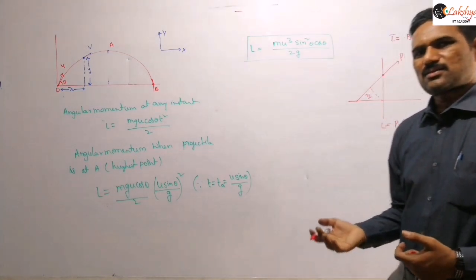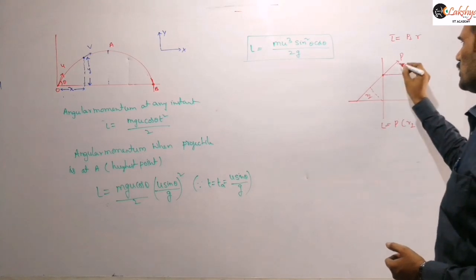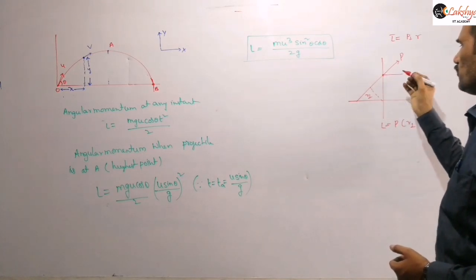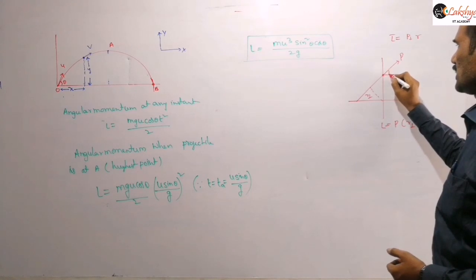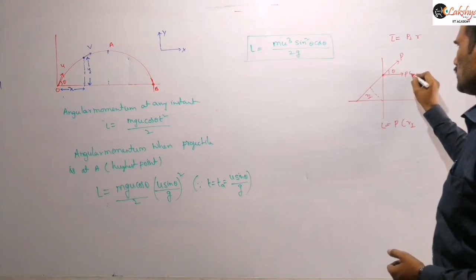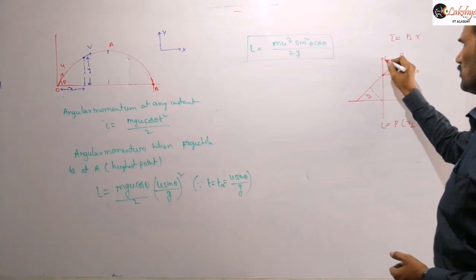The other way is you can resolve this momentum into components. For example, here I am taking this angle as some theta, then this will be p cos theta and this will be p sin theta.